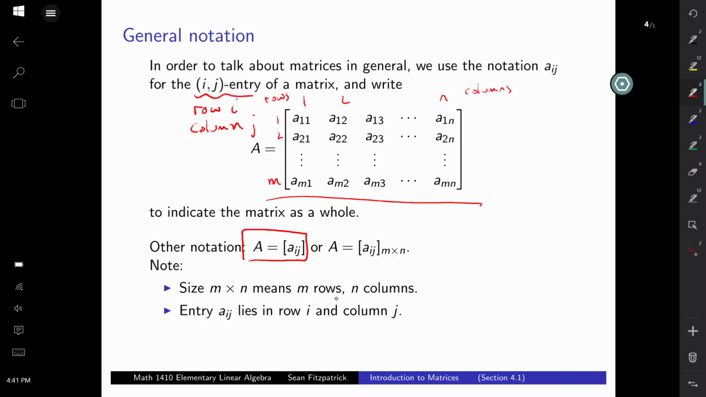And sometimes you might want to decorate this notation. You might want to put m by n if you want to specify the size, or maybe you want to be even more explicit, so you want to say it's a matrix [aij] where i goes from 1 to m and j goes from 1 to n, something like that. But normally, once the context has been established, you don't really need all of this information. You can just use this basic notation here. Okay, moving right along.